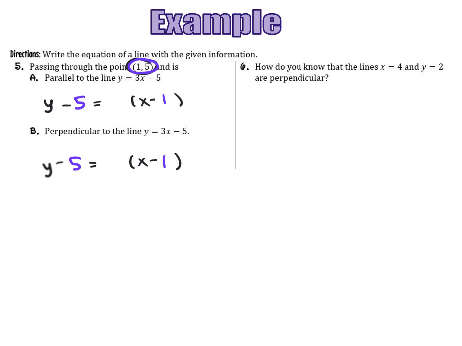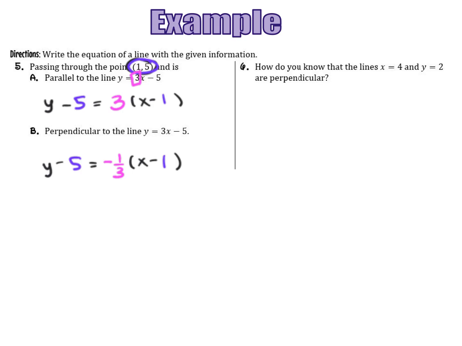If we are parallel to the line y equals 3x minus 5, which is in slope-intercept form, then my parallel slope is going to be 3. My perpendicular slope is going to be negative since 3 is positive, and I'm going to reciprocate 3 to get 1/3. And there I have the equation of both the parallel line and the perpendicular line that pass through the point (1, 5).